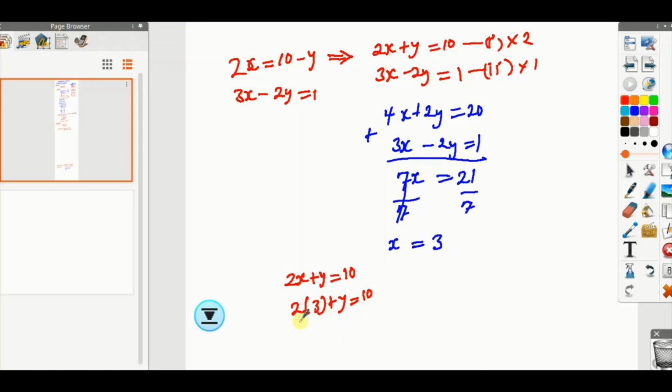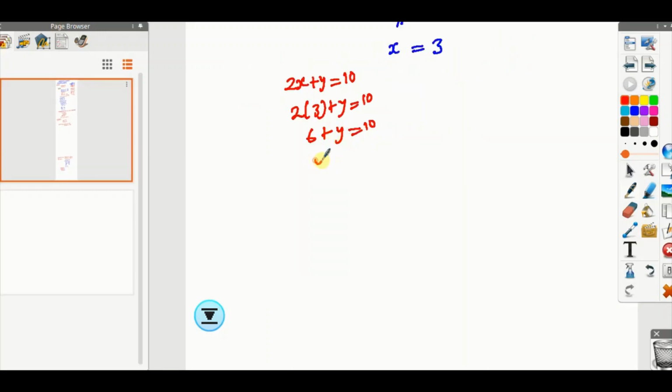Right. 2 times 3 is 6, plus y, and will be equal to 10. So our y here will be equal to 10 minus 6, which is y will be equal to 4. Therefore, x equal to 3, y equal to 4.